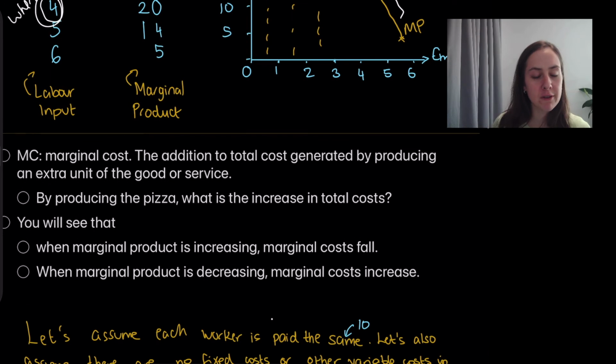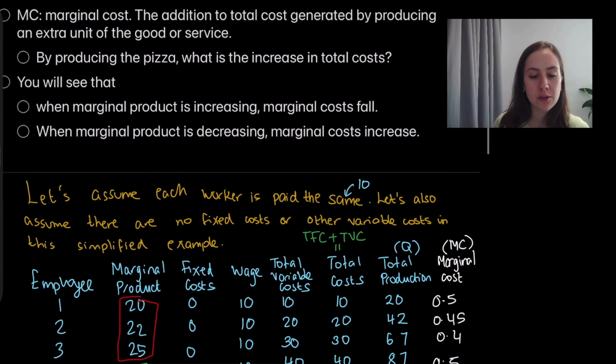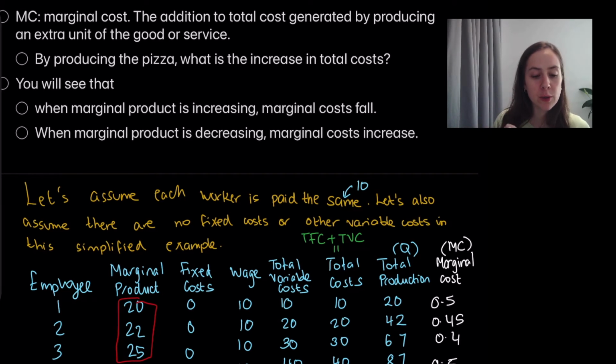Here I have your definitions. Marginal cost is the addition to total cost generated by producing an extra unit of the good or service. You are going to see that when marginal product is increasing, which was before that 4th worker, marginal costs are going to fall. After that 4th worker, when the marginal product is decreasing, marginal costs increase. So let's take a look.